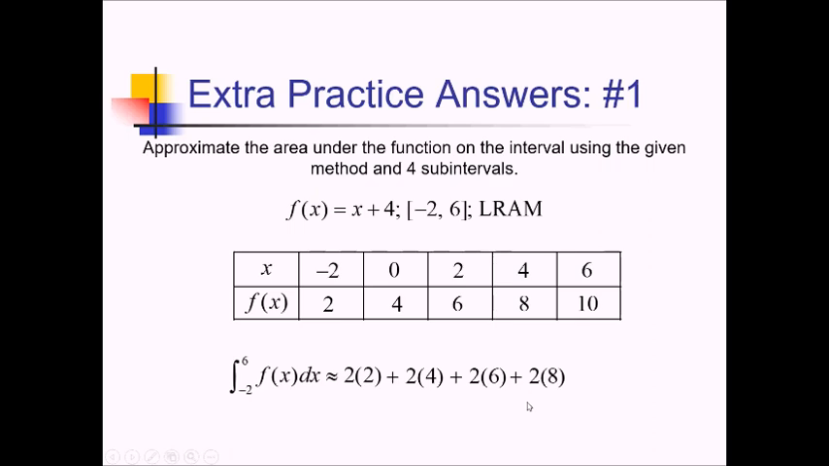We could use a calculator to add these together, but what's really going on is that you could factor out a 2 from all this, and then you're just doing 2 times 2 plus 4 plus 6 plus 8. So that's really 2 times 20, which just comes out to 40.